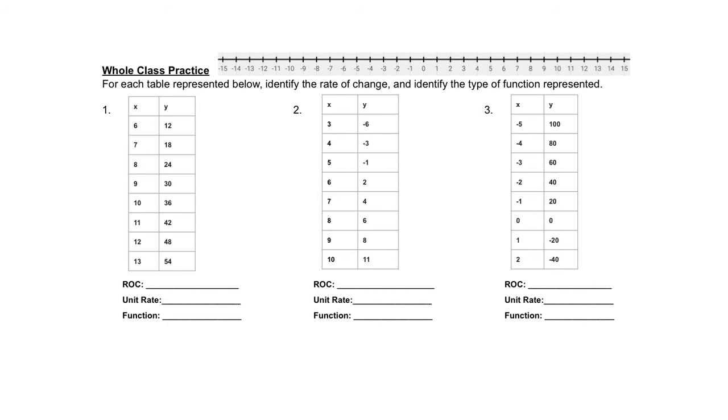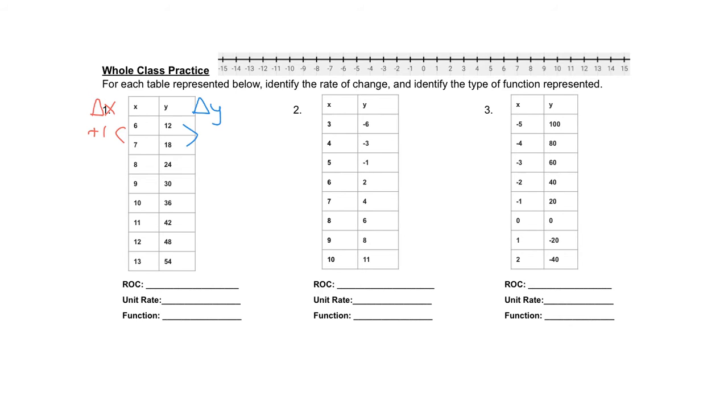Always to do work in tables, you are going to start with finding your change in x and your change in y. So to do your change in x, you are looking at from 6 to 7, are you increasing or decreasing, and by how much? So from 6 to 7, I'm increasing by 1. That's why it's a plus 1.